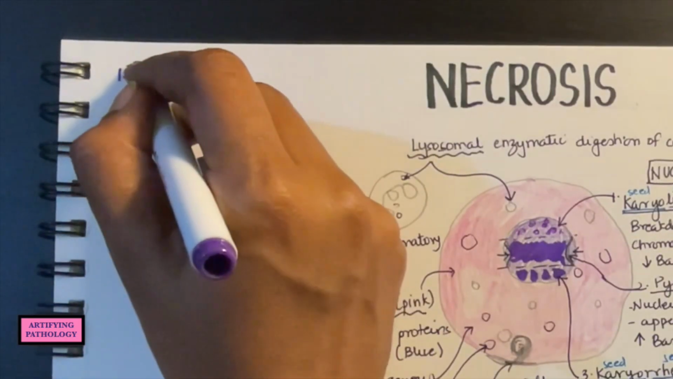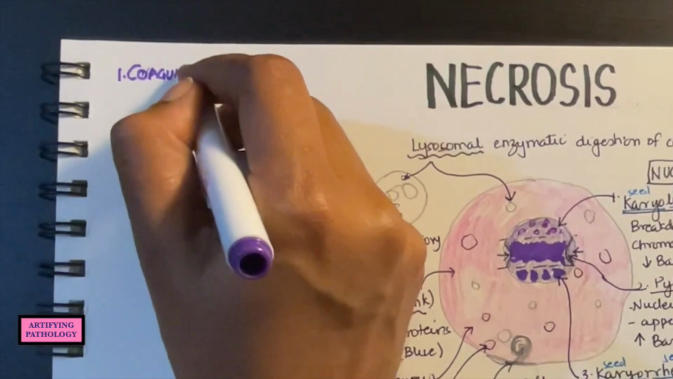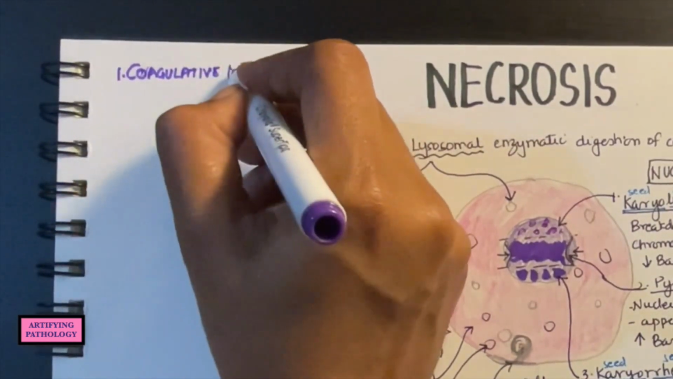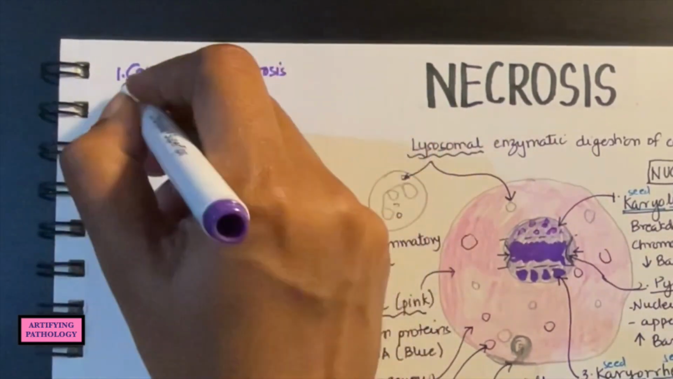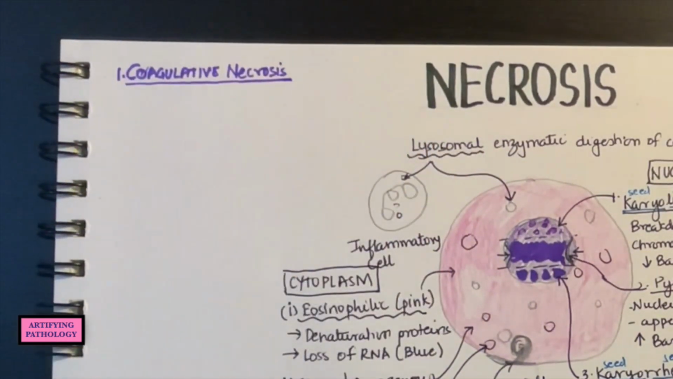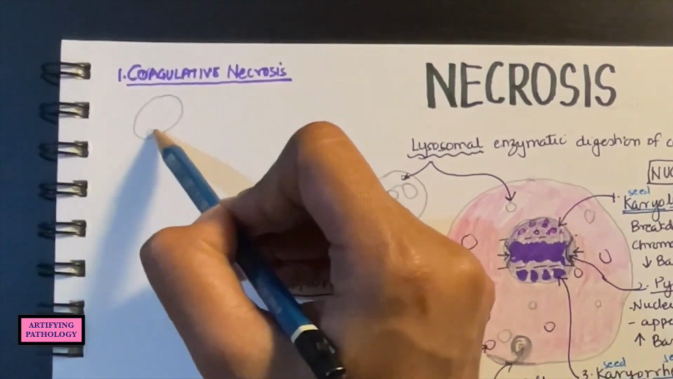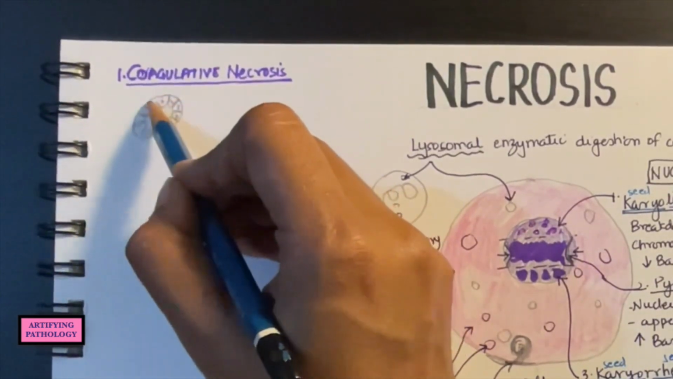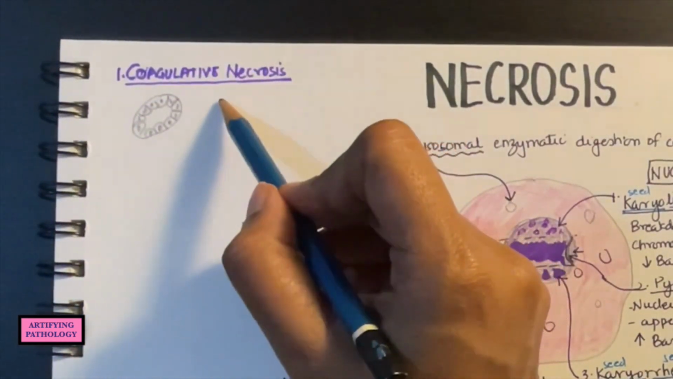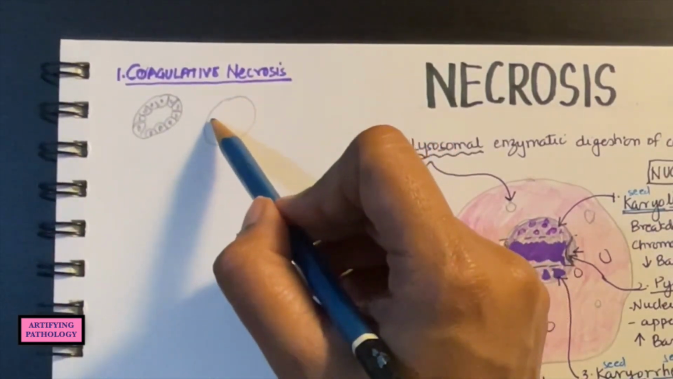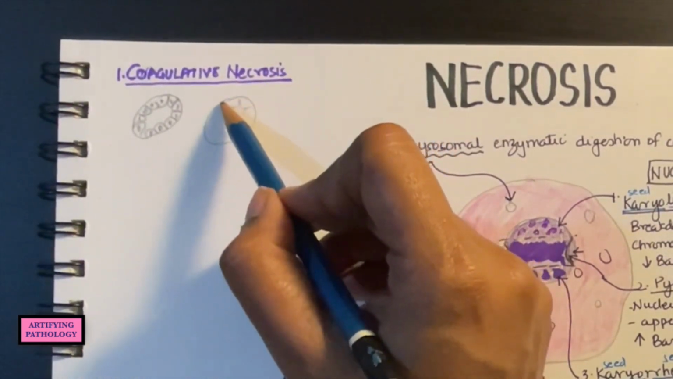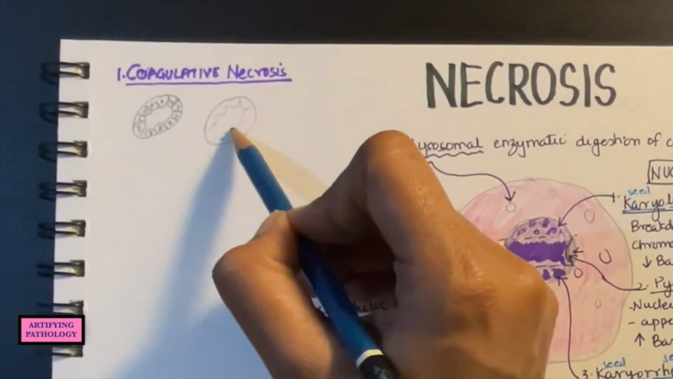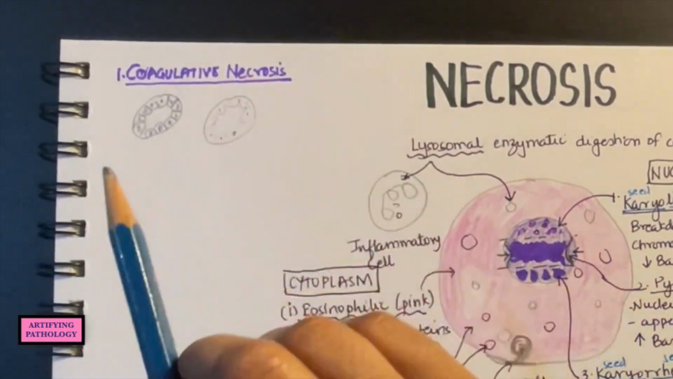Now we move on to the types of necrosis. First in the list is coagulative necrosis. Here I am drawing a tubule with cells which are normally placed, having intact cell membrane. Here I am drawing a necrosed tubule. So the cells have the nuclear membranes broken. However, you can still identify that it is a tubule.